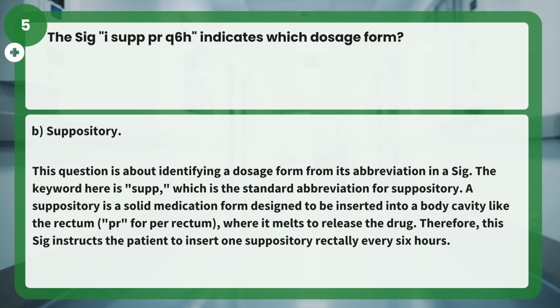Answer: B. Suppository. This question is about identifying a dosage form from its abbreviation in a SIG. The keyword here is supp, which is the standard abbreviation for suppository. A suppository is a solid medication form designed to be inserted into a body cavity like the rectum, PR for per rectum, where it melts to release the drug. Therefore, this SIG instructs the patient to insert 1 suppository rectally every 6 hours.